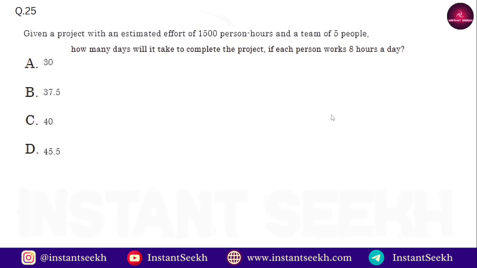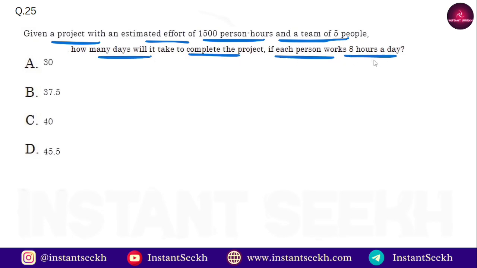Next we have: given a project with an estimated effort of 1500 person hours and a team of 5 people, how many days will it take to complete the project if each person works 8 hours a day? An estimated effort is given. What is the estimated effort given? 1500 person hours is given. This is the estimated effort.